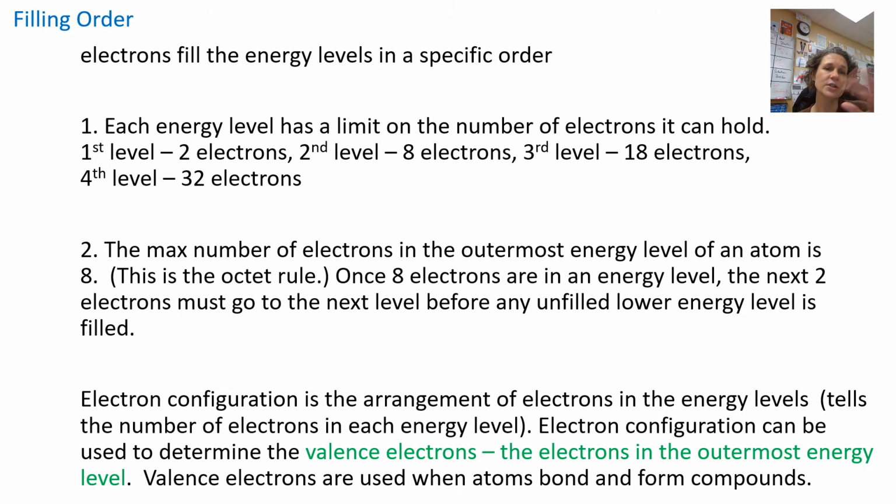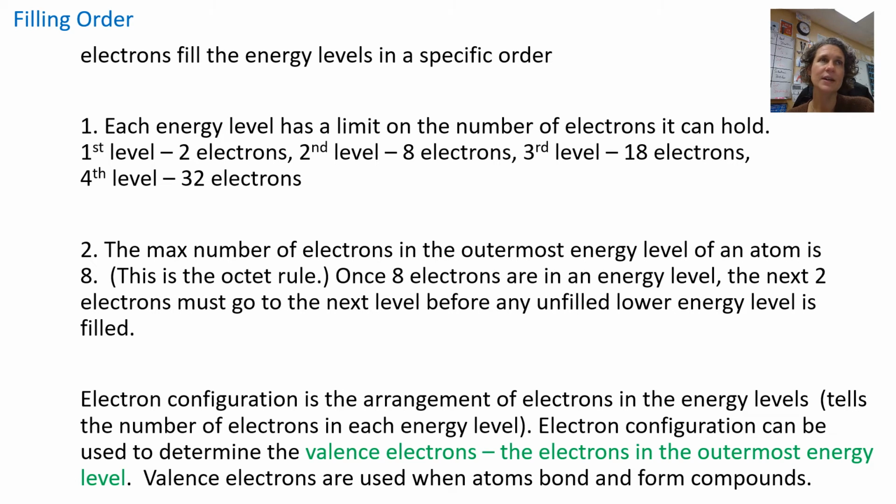There are certain ways to tell everybody where the electrons are. First of all, you have to know that each energy level has a limit on the number of electrons it can hold. The first energy level, the one closest to the nucleus, can only hold 2 electrons. The second energy level can hold 8 electrons. The third can hold 18. The fourth can hold 32. And so you gradually fill them up as needed. It doesn't mean they have that many. If they need to fill in those spaces, they do.